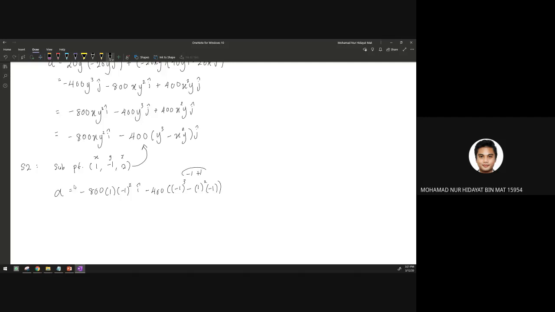So this term is basically equal to 0. So this cancels and becomes 0, leaving only the i component, which is negative 1. The power of 2 still becomes positive, and the answer is negative 800 i meters per second to the power of 2. Therefore, that is the final answer.